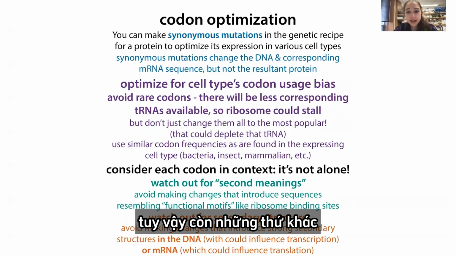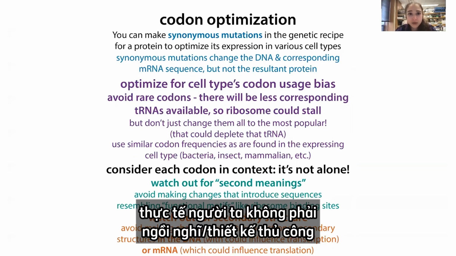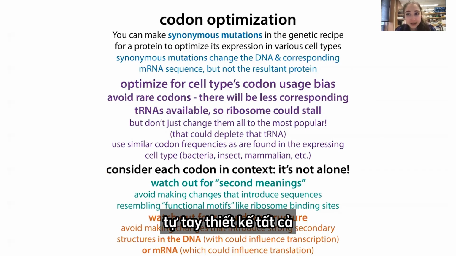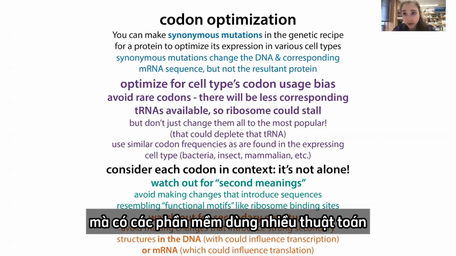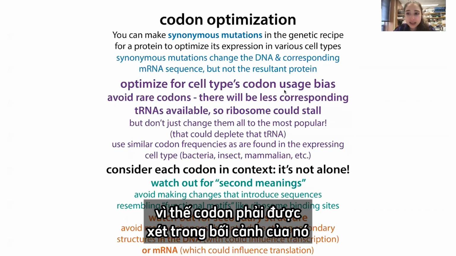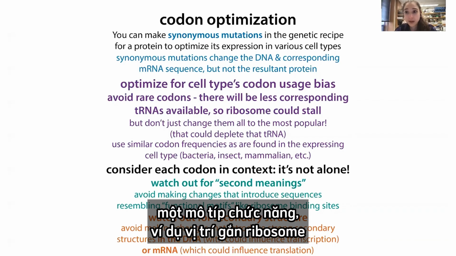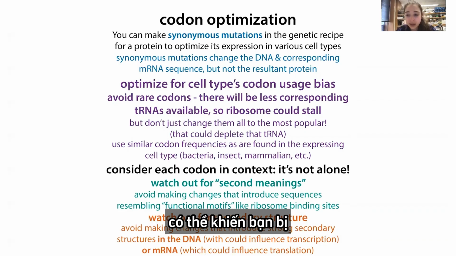There are also other things though. We need to think about the codon in its surrounding context. Thankfully, people aren't typically designing this themselves. There are software tools that use all these algorithms, and these are just some of the things those algorithms take into account. The codon has to be considered in its context; it's not alone. You have to make sure that when you're making a change, it's not introducing a sequence that resembles some functional motif, like a ribosome binding site inside the protein, that's going to get you a truncated protein, or that sort of thing.